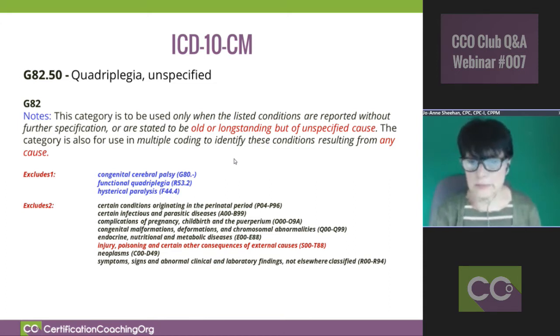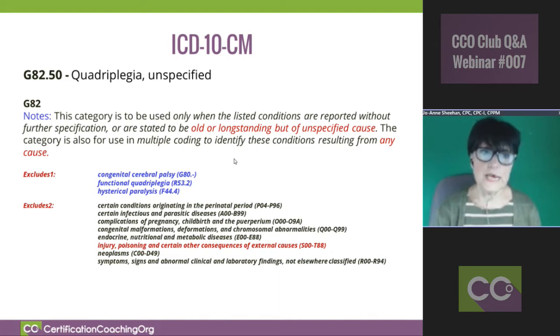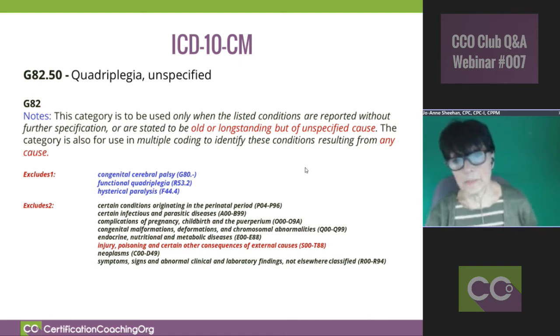I highlighted injury, poisoning, and certain other consequences of external causes because we know this patient has quadriplegia due to traumatic fractures in C4 through 7. Neoplasms, and then symptom signs in abnormal clinical and laboratory findings not elsewhere classified. So I always try to gear towards specificity. I don't like unspecified. And in this case, we have enough information to be specific. So to just use G82.50 based on the documentation, I can understand why this claim is not getting paid.